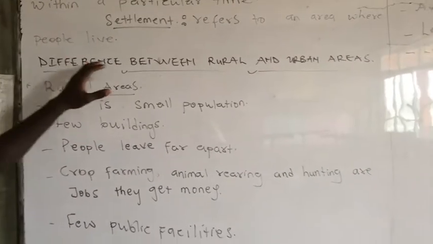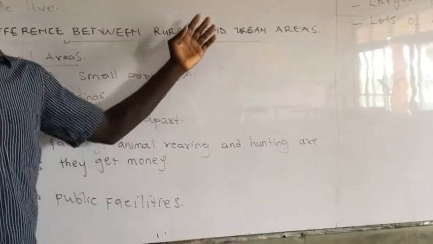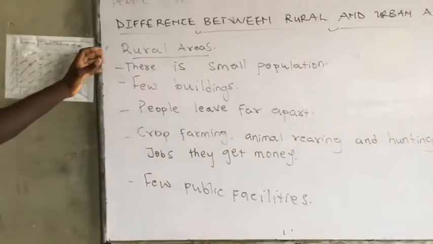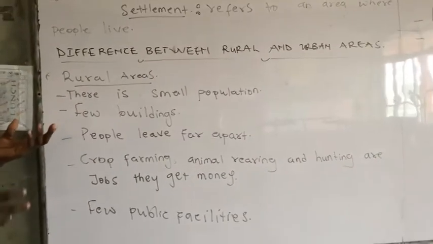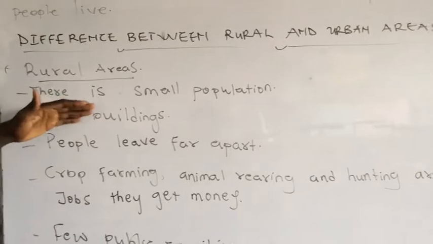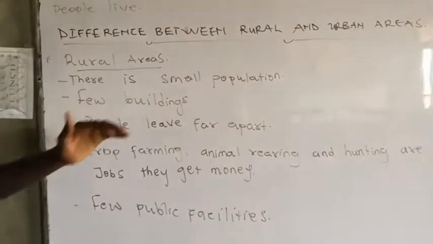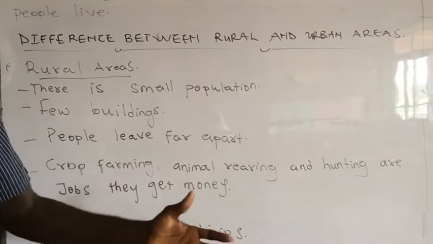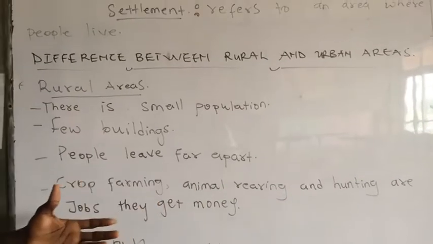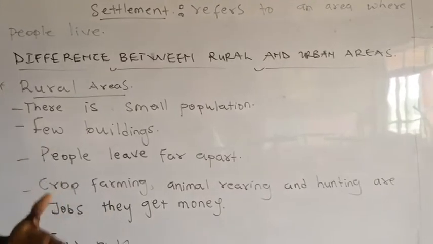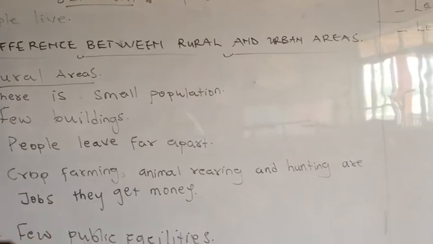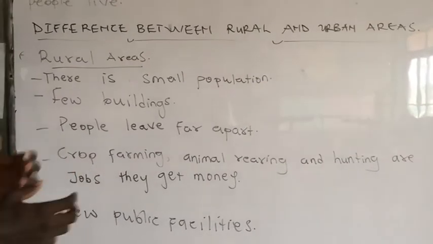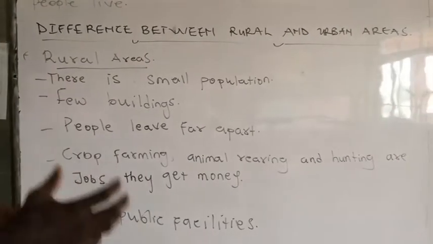Now, let's look at some of the differences between rural and urban areas. What makes rural and urban areas different? In rural areas, there is a small population. The people who live in rural areas can be about 200 or 300 or 500 maximum. And then there are few buildings. The houses over there are very few, because the people who live there are not plenty.